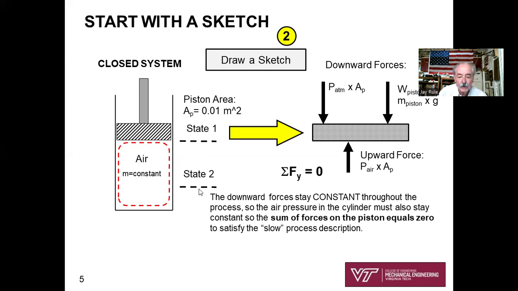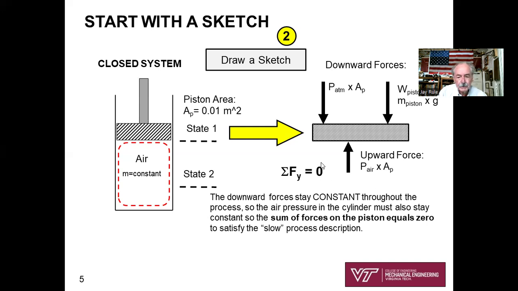I've shown state 1 and state 2 on my sketch because the problem statement said the volume decreases, so I knew the piston's going down. I wrote down the given information: piston area is 0.01 square meters. I didn't really bother to write down the initial and final volume. I could have written it down, but I didn't. Shame on me, but I'll get to that in my solution, won't I?